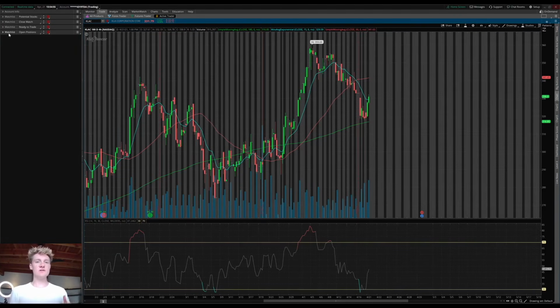The first watch list, potential stocks, we've got 50 to 100. The second, close watch, we've got 10 to 15. Ready to trade, we've got 3 to 5, and then my open positions, whatever amount I have open.